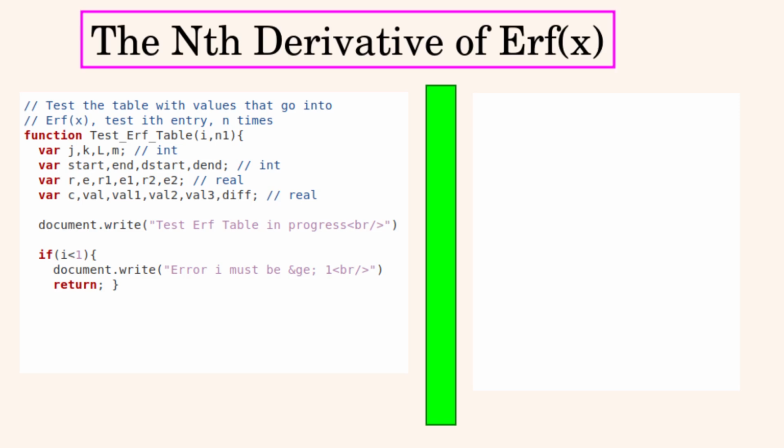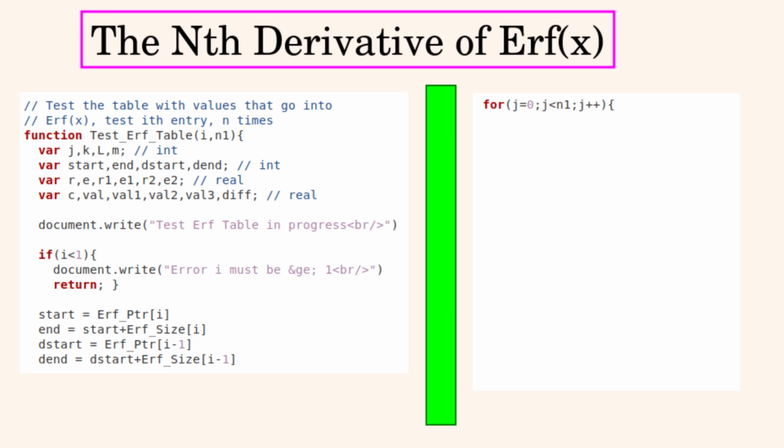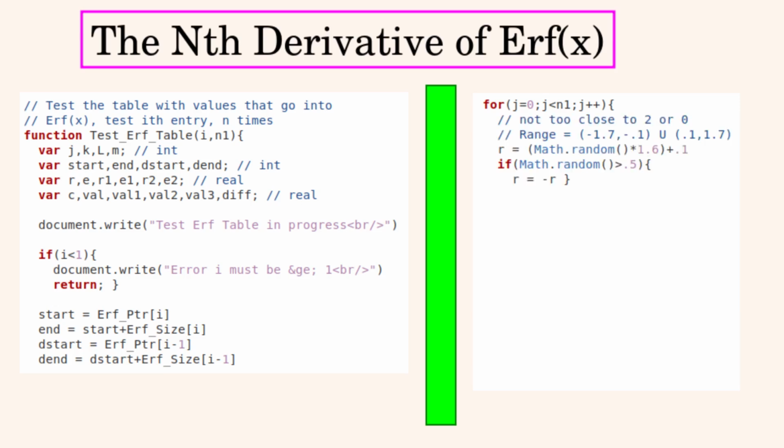We'll write out a message that we've started the test. We'll display an error if we're passing a parameter that isn't correct for this function. We'll get the locations in the array for two derivatives that are next to each other in the table. One should be the derivative of the other. We'll make a loop to check these derivatives for n1 values of input variable. So we'll get a good range of input variable. I've called it R for random number. It won't give nice numerical results if it's too close to 0.